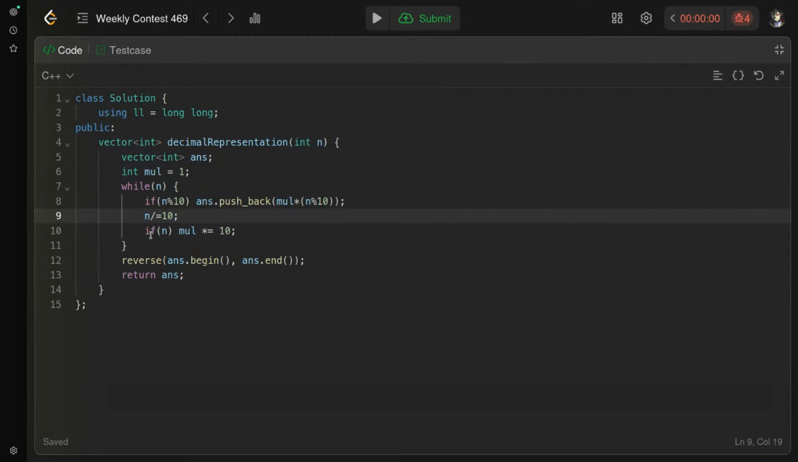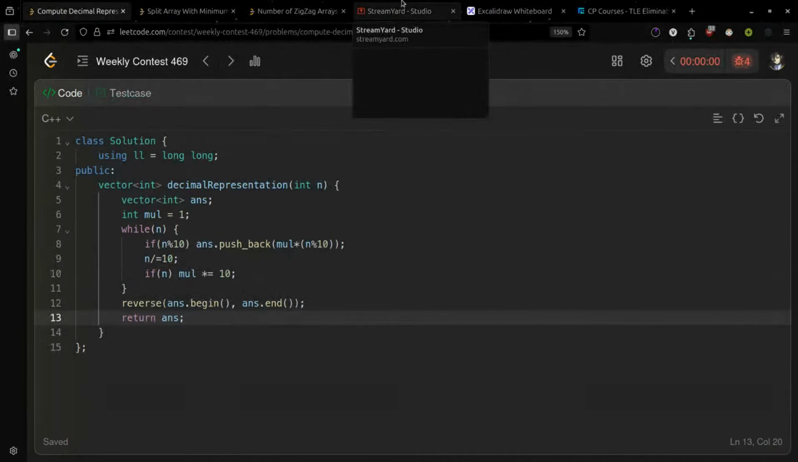We'll divide n by 10, and then we'll increase our null by 10 because we want null to represent the current power of 10, right? Now in the end, we'll get something like the smallest one followed by the larger ones. So we will reverse the whole array and then we'll return the answer, right?